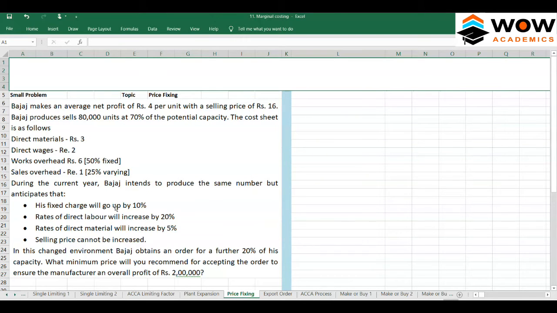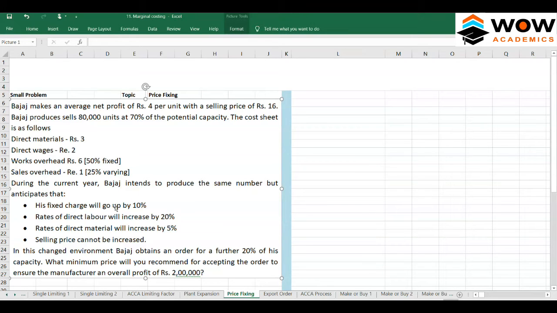So the next problem here is price fixing. We are using marginal costing to fix a price. So we'll start from here. Bajaj makes an average net profit of 4 per unit with a selling price of 16. Bajaj produces and sells 80,000 units at 70% of the potential capacity. So they are producing and selling only 80,000 units, and it is only 70% capacity.